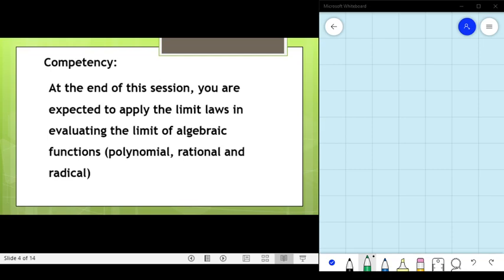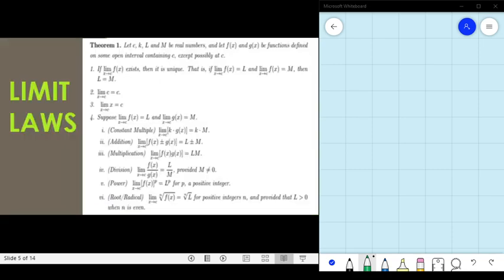In the previous lesson, we presented and illustrated the limit theorems. Now, let us recall these limit theorems. Let k, L, and M be real numbers, and let f(x) and g(x) be functions defined on some open interval containing c, except possibly at c. Number 1.